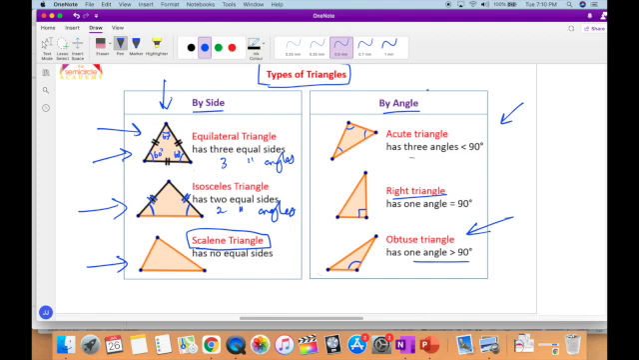So in terms of angles, we use 90 degrees as a benchmark here. If all of them are less than 90 degrees, you have an acute triangle. If you have one 90-degree angle, you have a right triangle, and if you have one that is more than 90 degrees, you have an obtuse triangle. Does everybody understand the types of triangles?